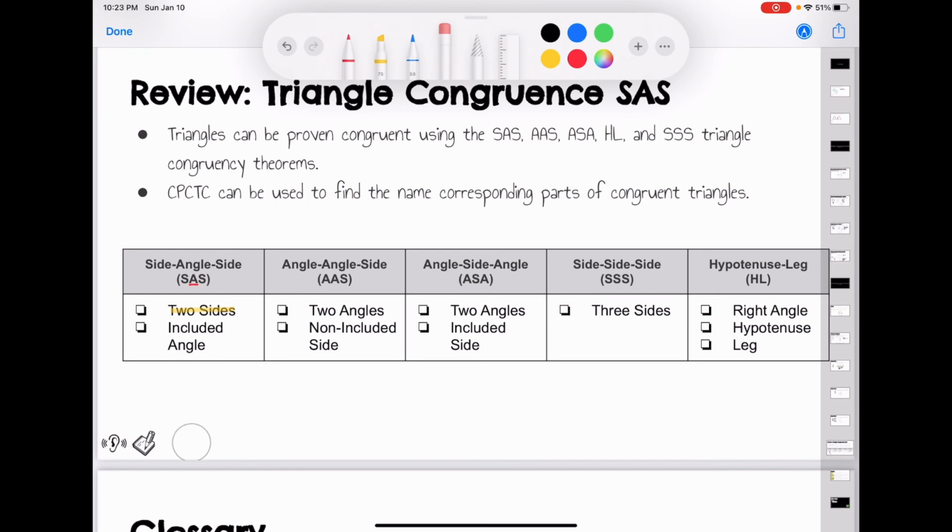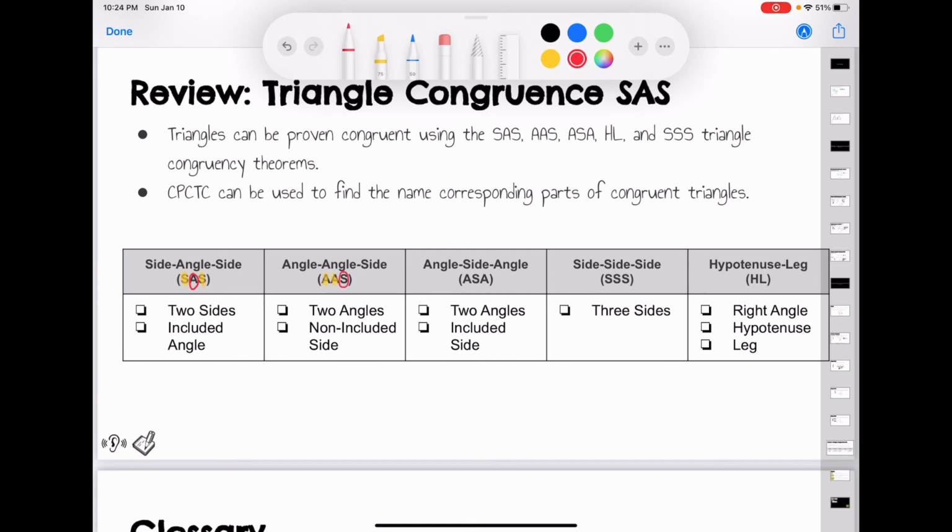So basically what I'm getting at is that by this SAS, I am directly being told that I need two sides to be congruent and then an included angle, an angle that is in between those two sides. Whereas in my other theorems, such as my angle side theorem, I'm being told that I need two congruent angles and then a non-included side.